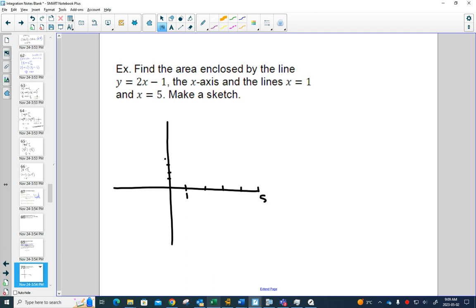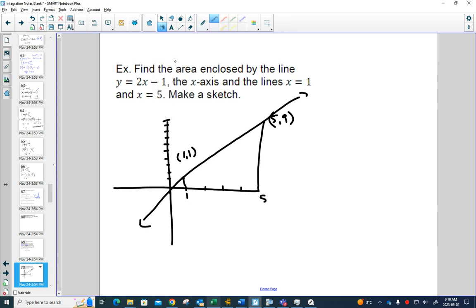So maybe I'm imagining there's 5 comma 9. Here's 1 comma 1. We know the y-intercept is at negative 1. Nice straight line. Perfect. There we go. There is our graph of 2x minus 1, and we labeled the points in between because we want to find this area between 1 and 5.